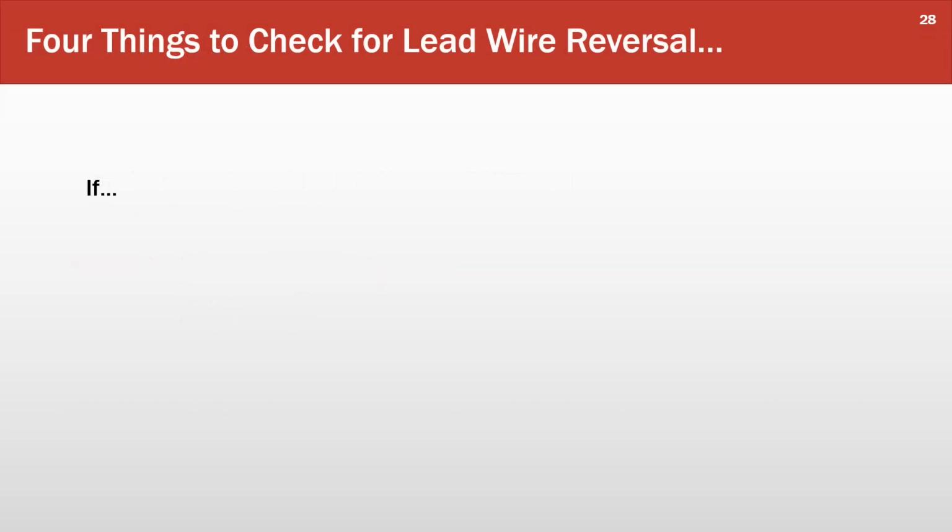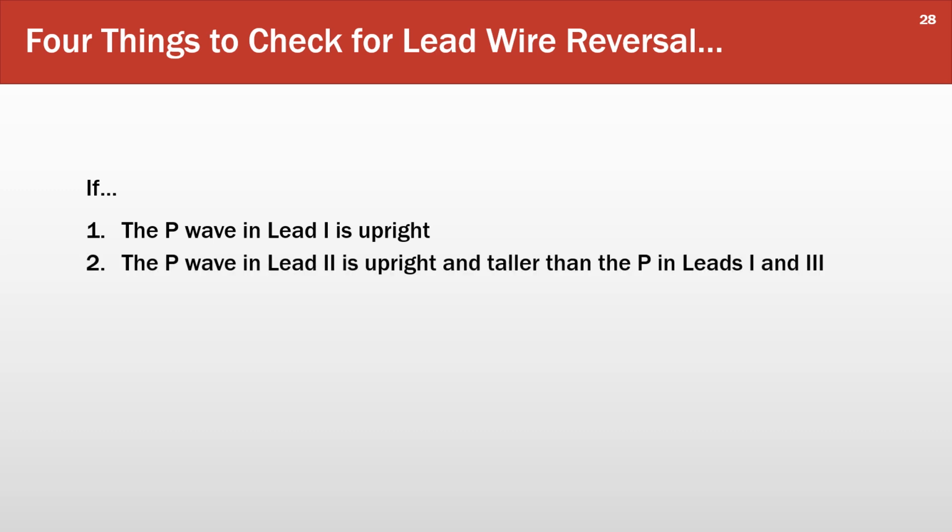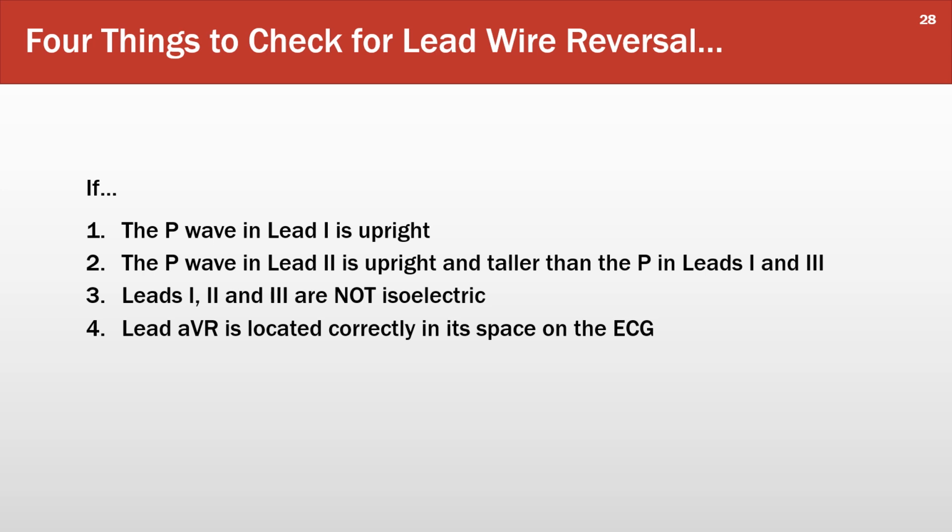So here is a checklist of 4 things to look for if you're trying to determine whether a lead wire reversal or interchange is present. If the P wave in lead 1 is upright, you check to see if the P wave in lead 2 is upright and taller than the P in leads 1 and 3. Leads 1, 2, and 3 are not isoelectric, and lead AVR is located correctly in its own space on the ECG. If you find all these things to be true, then there are no lead wire interchanges.